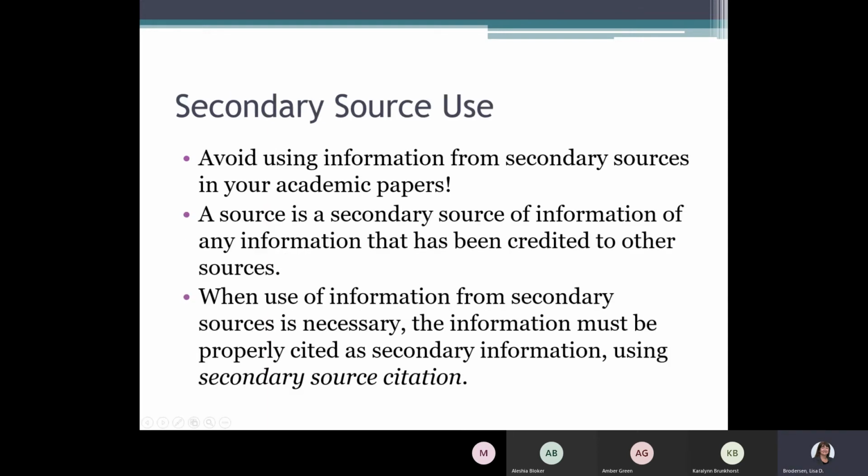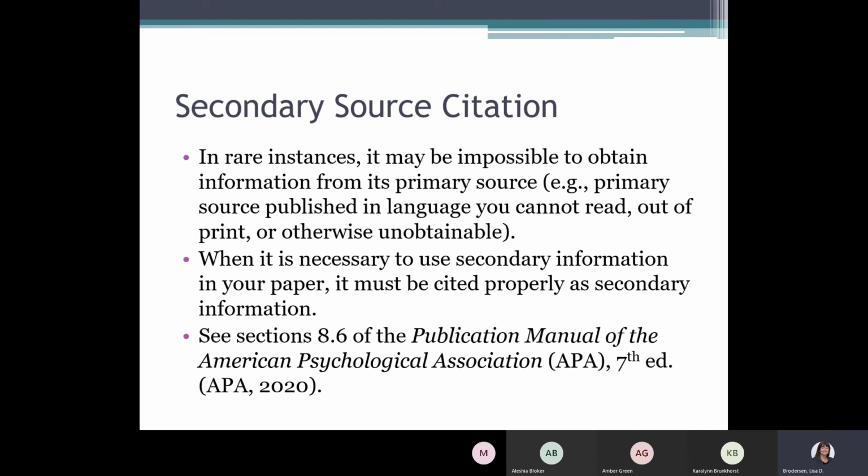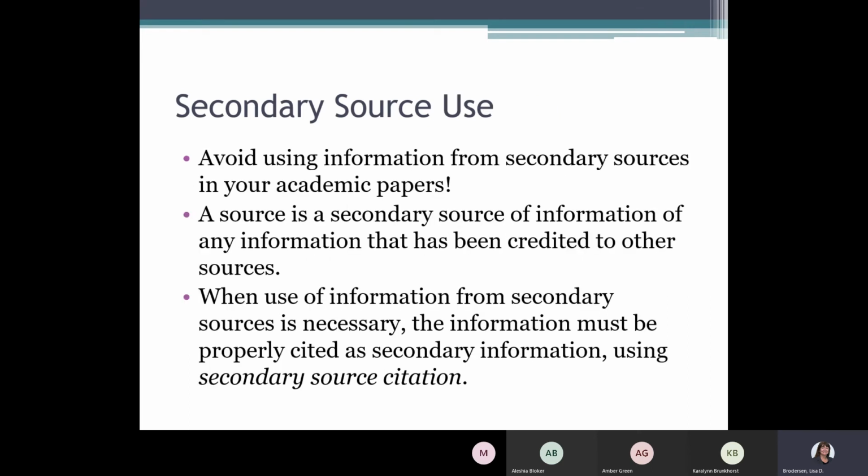Okay, so although the use of information from a secondary source in your paper is a problem in and of itself and should be avoided, a related problem is use of information from secondary sources without properly citing the information and giving credit where credit is due. Okay, so a source is a secondary source of any information that has been credited by the authors to other sources. So use, and sorry, I flipped forward again. Use of information from secondary sources should always be avoided, but when it's necessary, secondary source citation is required.